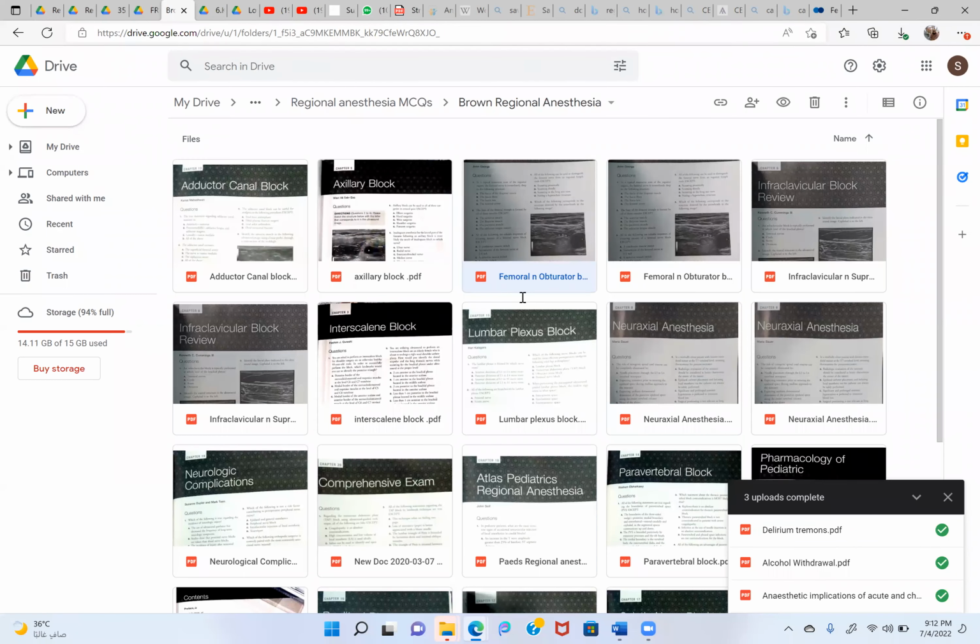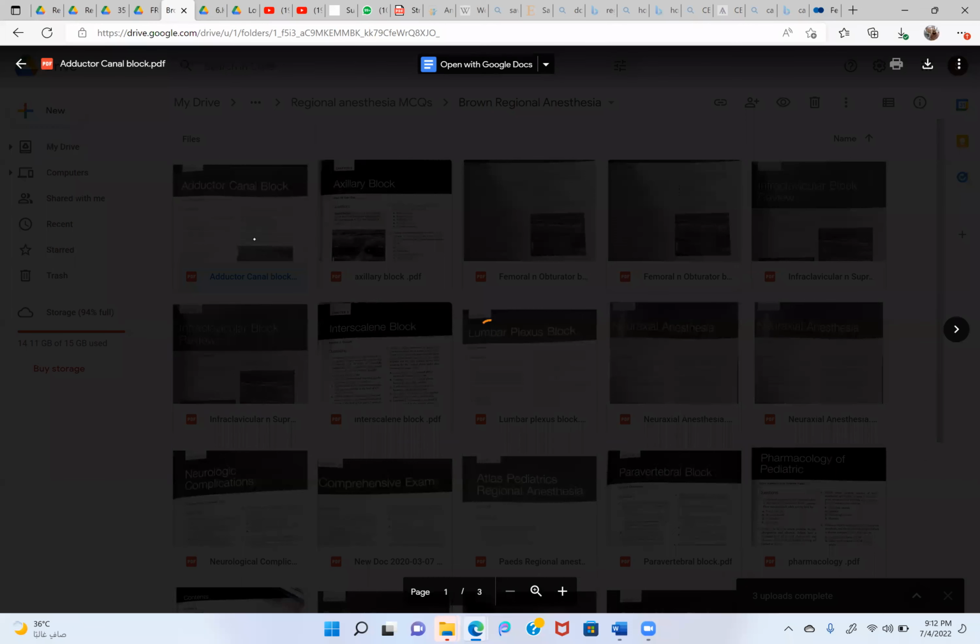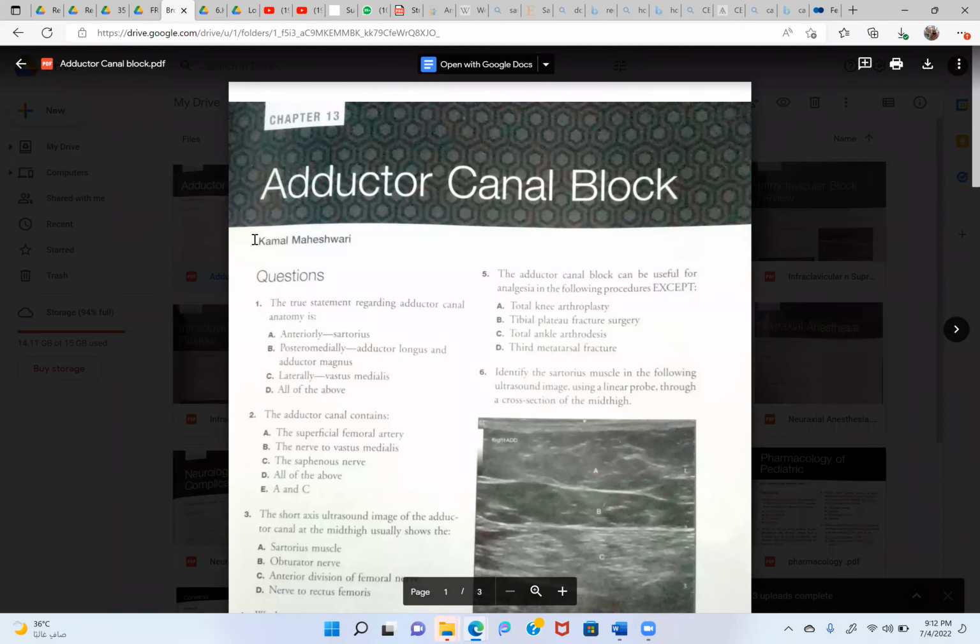I took the pictures, I scanned the whole of the book, and I put it in the folder for all of you. Okay.